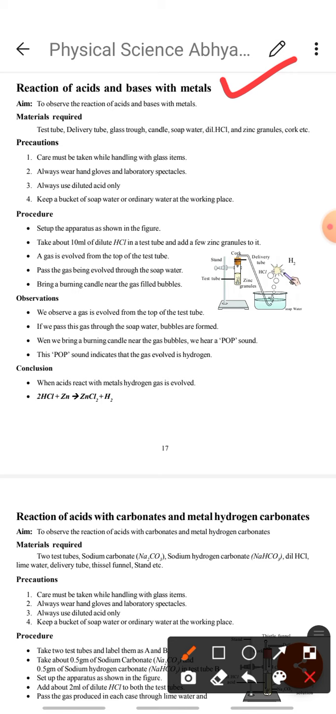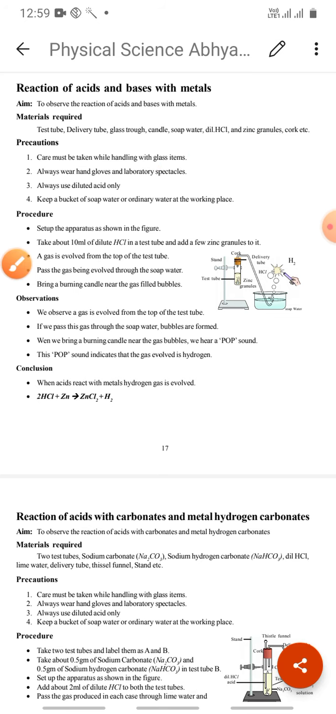For this, the required materials are test tube, delivery tube, glass trough, candle, soap water, dilute HCl, zinc granules, cork, etc. Precautions: Care must be taken while handling the glass items. Always wear hand gloves and laboratory spectacles. Always use dilute acid solutions only. Keep a bucket of soap water or ordinary water at the working place.